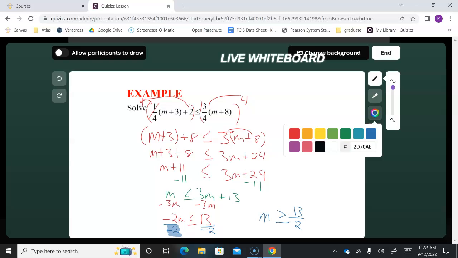So what's my interval? Bracket, negative 13 over 2, comma, infinity, parentheses. On the number line, would I use an open or a closed circle? Closed. Would I shade to the left or the right? Right.